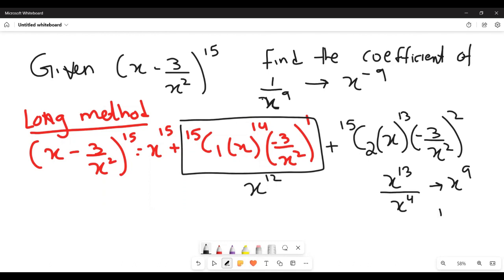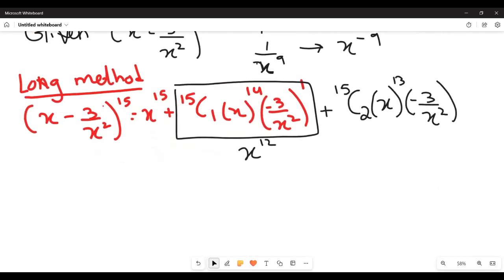But we need 1 over x power 9, which is x power minus 9. So that's going to be significantly away from this term. Ek pichle pe jaoge, ek next term pe jaoge, phir ek next term pe jaoge, to kafi baad mein aayega x power minus 9. Okay? So instead, we will use another method, which is slightly trickier. So I need you to be very attentive.